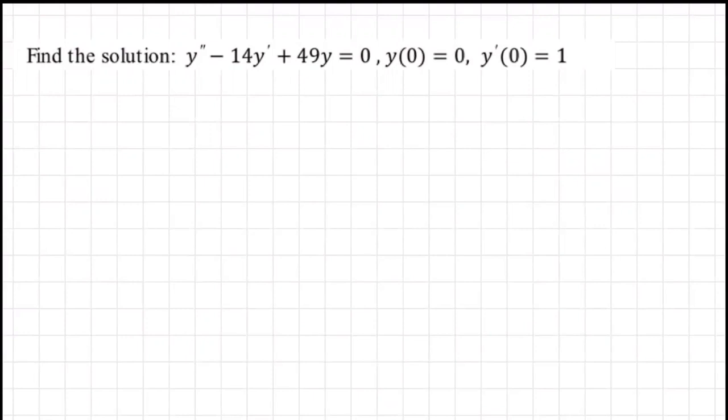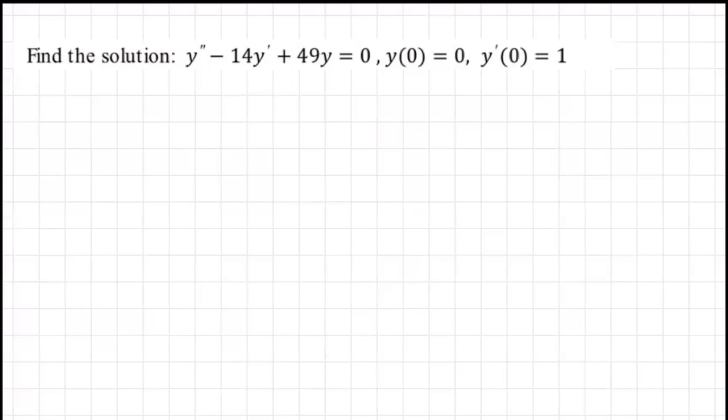So if we're given initial conditions, we use them to find whatever our solution is. And you can see that for the first orders, we only get one condition, but because this is a second order, we now get two initial conditions, y of 0 and y prime of 0. So let's solve this one.